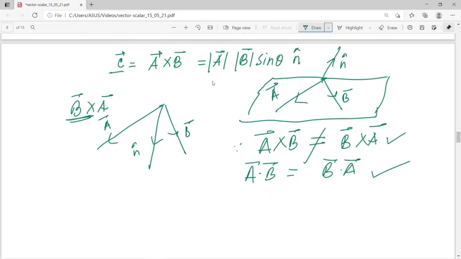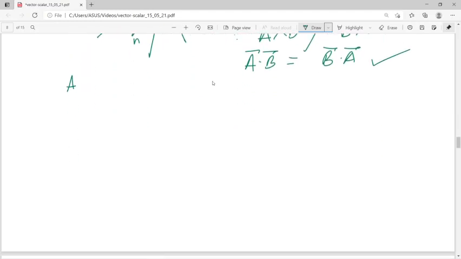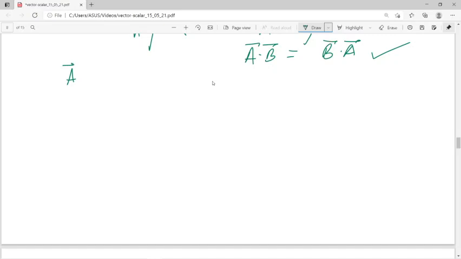If we do a vector product A cross B, it is nothing but the magnitude of A, magnitude of B, sine theta, and n cap. N cap is the direction which is perpendicular to the plane that is containing A and B.